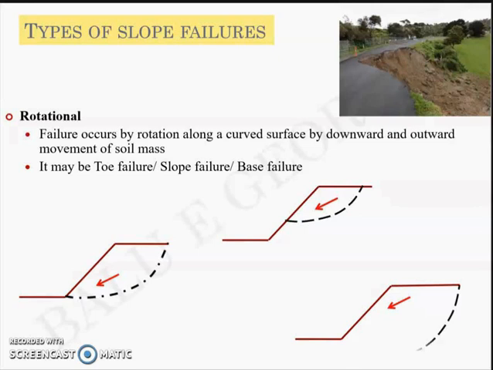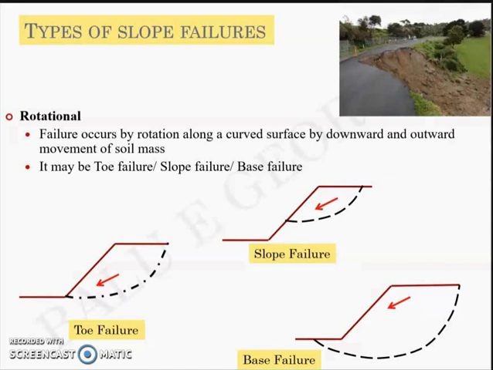So toe failure, base failure, and slope failures are considered to be part of a rotational failure, where you assume the soil mass to fail by rotation along a curved surface. This is a toe failure, this is a slope failure, and this is a base failure. In toe failure, you can see that the failure surface, which I've marked in dotted lines, is passing through the toe, right? Whereas in base failure, the failure surface goes well beyond the toe and it reaches this baseline. Slope failure is somewhere above it. It's not reaching the toe.